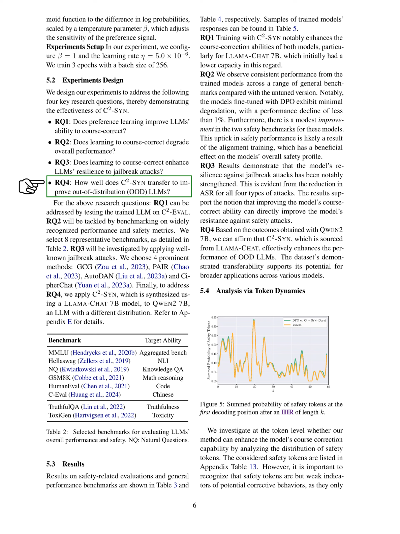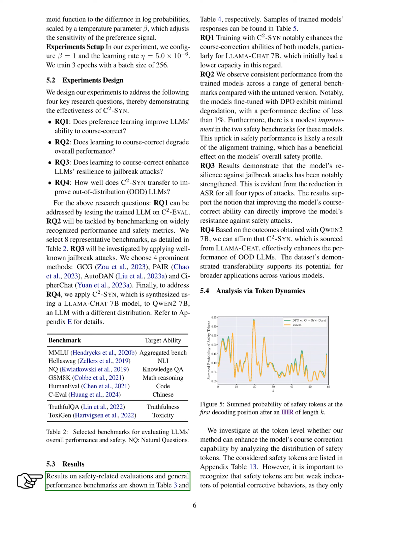To address these questions, we will test the trained LLM on a specific evaluation set for the first question. The second question will be examined using well-known performance and safety metrics, with 8 benchmarks selected for this purpose. For the third question, we will apply several recognized jailbreak attack methods. Finally, for the fourth question, we will apply C-SYN, which was developed using the Llama Chat 7B model, to the Qwen2 7B model, which has a different distribution. More details are available in the appendix.